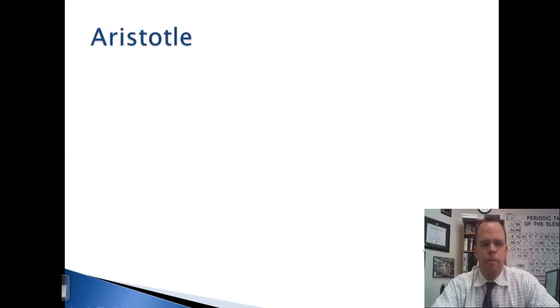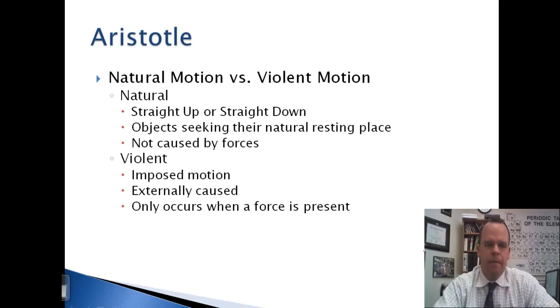To really look at this, let's backtrack through a little bit of the history of the way this was considered before the time of Newton. The first scientist to really put thought to this, and to really give us a theory, was Aristotle. Aristotle described motion in two ways, as either natural motion or violent motion. Natural motion was straight up and straight down. It was objects seeking their natural resting place.